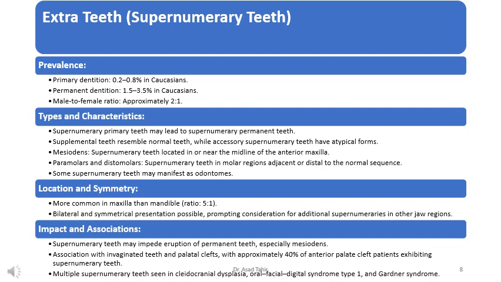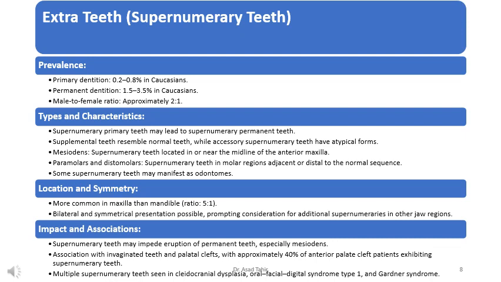Mesiodens, supernumerary teeth located in or near the midline of the anterior maxilla. Paramolars and distomolars, supernumerary teeth in molar regions adjacent or distal to the normal sequence. Some supernumerary teeth may manifest as odontomes. Location and symmetry: more common in maxilla than mandible, ratio, 5 to 1. Bilateral and symmetrical presentation possible, prompting consideration for additional supernumeraries in other jaw regions.